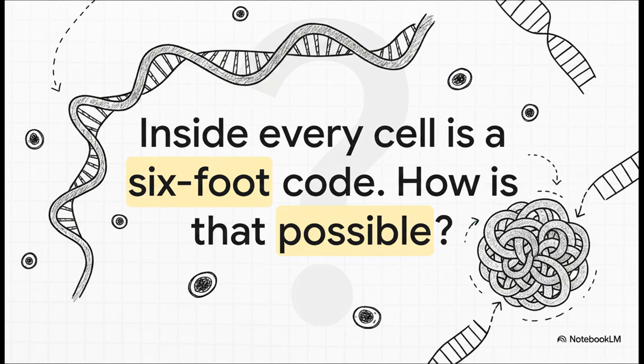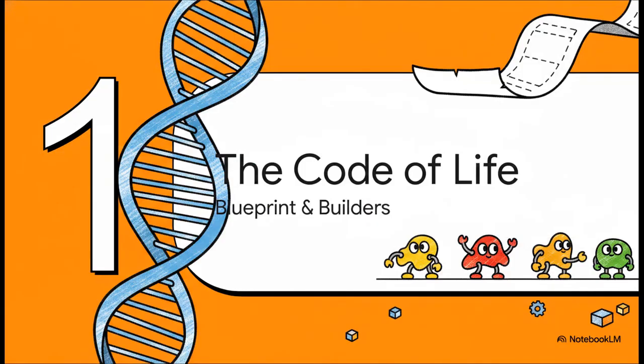If you could take the DNA from just one of your cells, a cell so small you can't even see it, and stretch it out, it would be about 6 feet long. So how in the world does all of that information get crammed into such a tiny space? We're going to find out. Okay, let's dive right in.